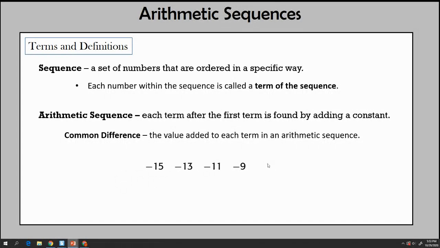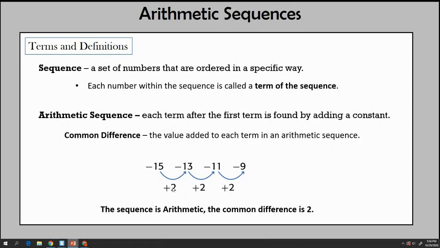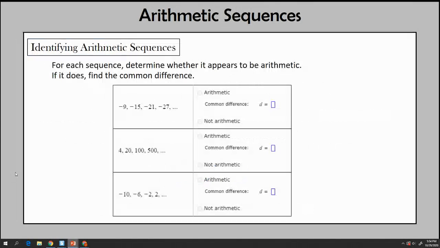All right, what makes this arithmetic is that if I move from negative 15 to negative 13, I'm adding 2. If I go from negative 13 to negative 11, I add 2. Negative 11 to negative 9, I'm adding 2. So there is a common difference in that I add 2 every time to get the next term. So yes, this sequence is arithmetic, and the common difference is 2. That's what it means to be an arithmetic sequence: we change by the same value each time, and that value is called the common difference.